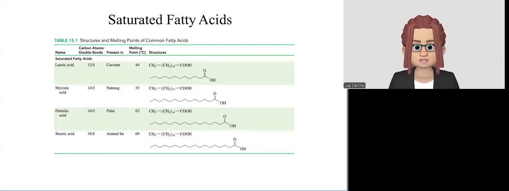Table 15.1 is crucial. You need to learn the names of the fatty acids, the carbon atoms, the double bonds, and the structures for the molecules that you see in the table. This table has been split into two slides, and in the first slide, which is what we have projected right now, we are illustrating the structures for saturated fatty acids that have 12 carbons, 14 carbons, 16 carbons, and 18 carbons.